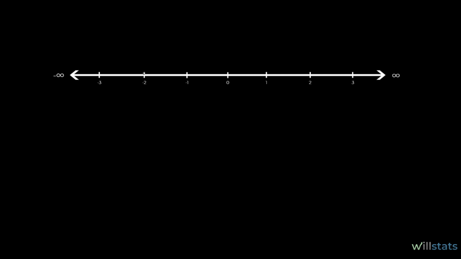Now let's say we have 2 intervals. What if we have -infinity to -2, including -2, and we also have 3 to infinity, including 3. With interval notation, we can write this as parenthesis, -infinity, comma, -2, bracket.